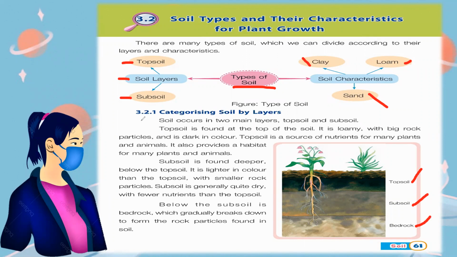Soil occurs in two main layers. One is topsoil and the second one is subsoil. So these are the two main layers of soil which occur. Now what is topsoil? Topsoil is found at the top of the soil. Here you can see the top one. The top layer is actually topsoil.